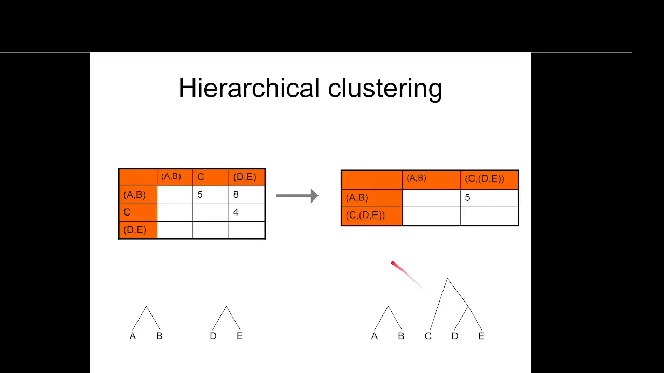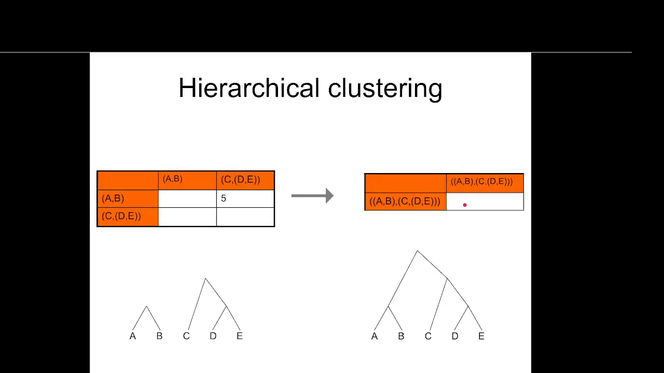Now we find the next closest is C to D and E at 4, and so we merge C to D and E, create this new root, and that means we have now only 2 clusters left, A, B, and C, D, E, and they have a distance of 5 to each other. Because A and B had a distance of 5 to C and A to DE, the minimum is 5, so that is the remaining distance. And so finally, in the last step, we put everything together, and that becomes our root node.